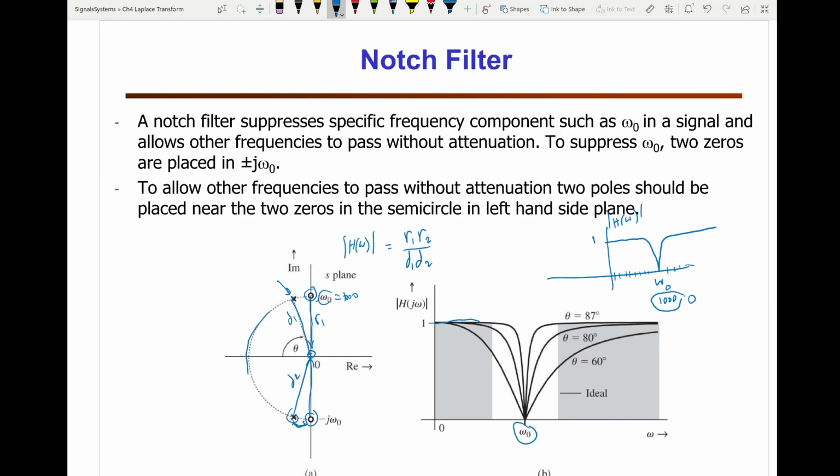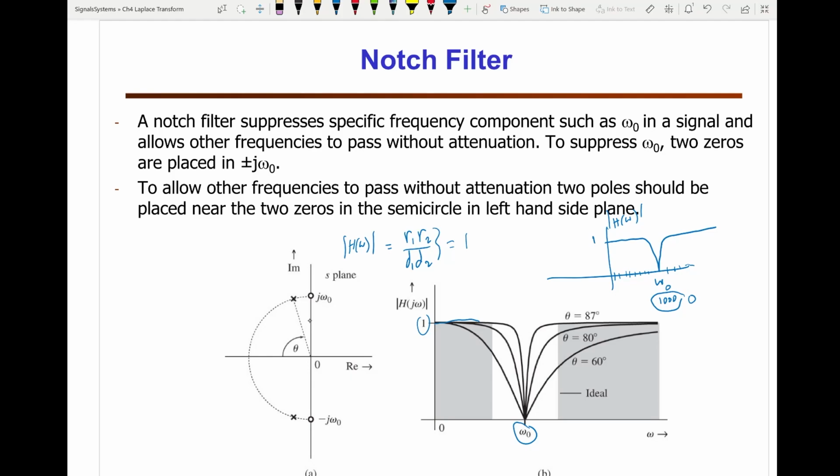Why do I need them to be close to each other? So this distance R1 and D1 to any frequency along these lines will be almost the same. So then this will give me always 1. Even when the frequency goes really high here, the distance D1 will be almost the same as R1, and the distance from this to that frequency will be almost the same as the distance to this frequency. And then this will always equal 1. And that's how we build a notch filter.